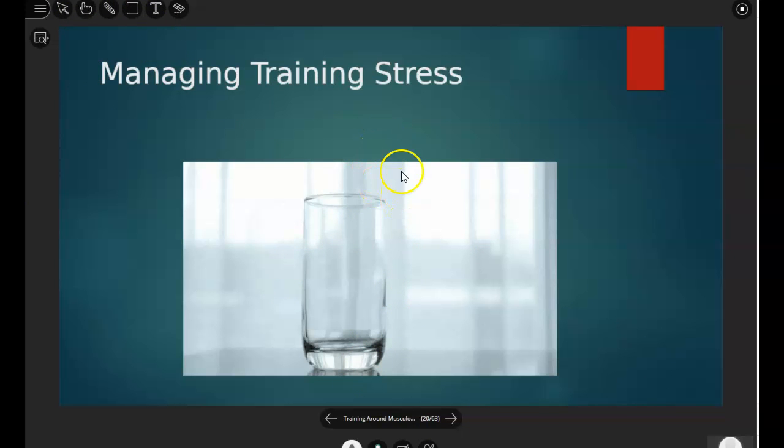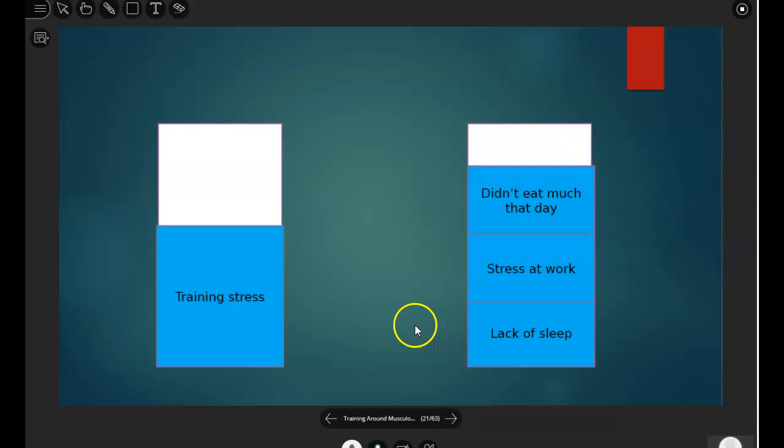All right, so my graphics aren't necessarily going to work on this, which is what I thought might happen. So what do you want to do? We want to manage training stress. So how as a coach can we manage training stress? Picture this. You have somebody that's coming in that you're going to be training, and this is the amount of training stress that you're going to provide them.